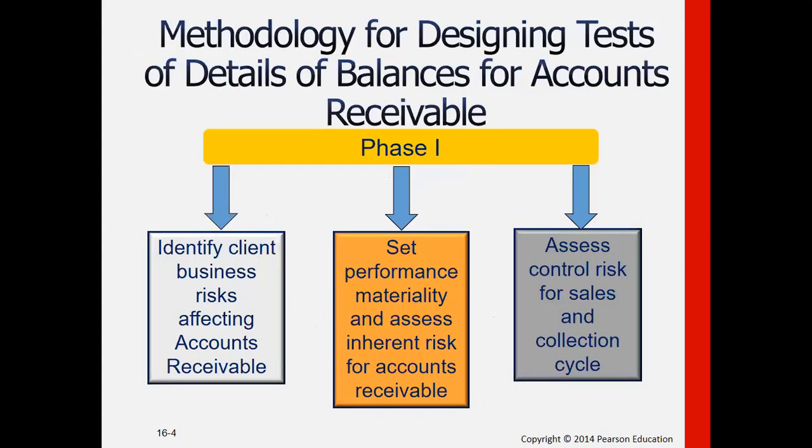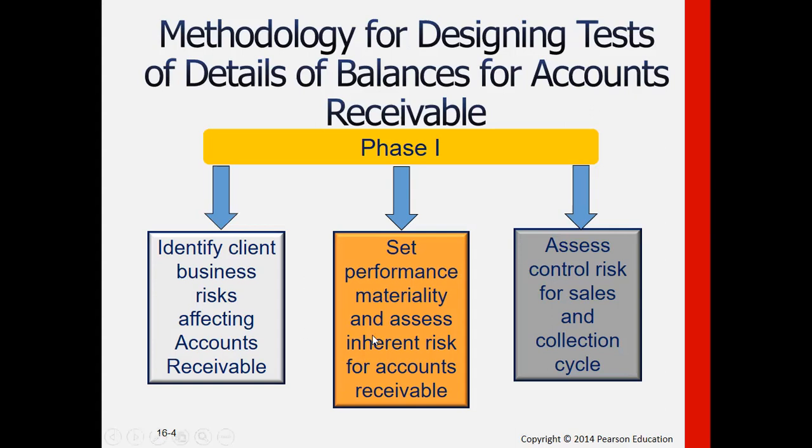Then this is our methodology for deciding the tests of details of balances, or TDB again, for AR. In phase one, we have to identify the client's business risks. Remember, the riskier the business environment, the more the inherent risk, or the innate risk there would be. And then we also have to check the control risk in the company. But if there is business risk, for sure it's going to affect the two. That's going to lead, for example, to higher inherent and control risks. Therefore, we have to increase the procedures or evidence that we gather.